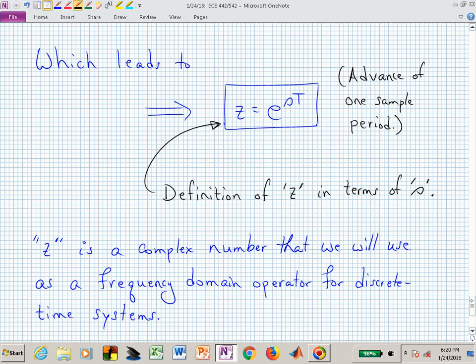And what you've just made clear, I hope, is that now we have two different complex numbers. Z is a complex number that we will use as a frequency domain operator, just like in Laplace. Did you like to analyze circuits in the time domain with differential equations, or did you like to do it in the frequency domain with S? Most of you like the frequency domain. Well, now we have another tool for your toolbox that allows you to work in the frequency domain when you have discrete time systems, and that's the Z.